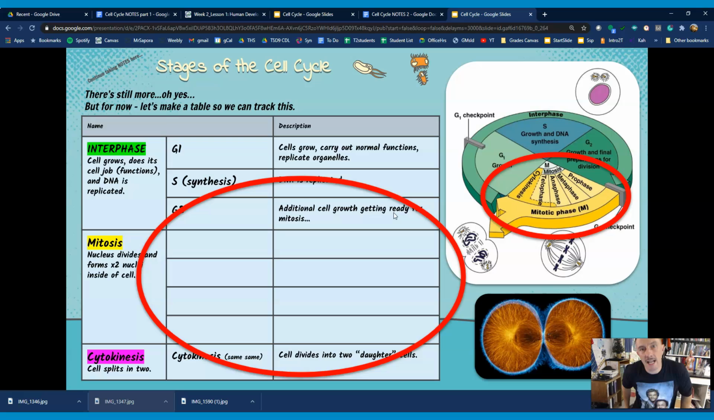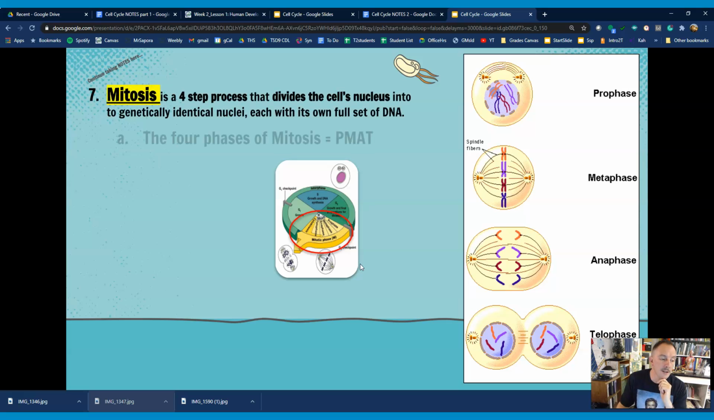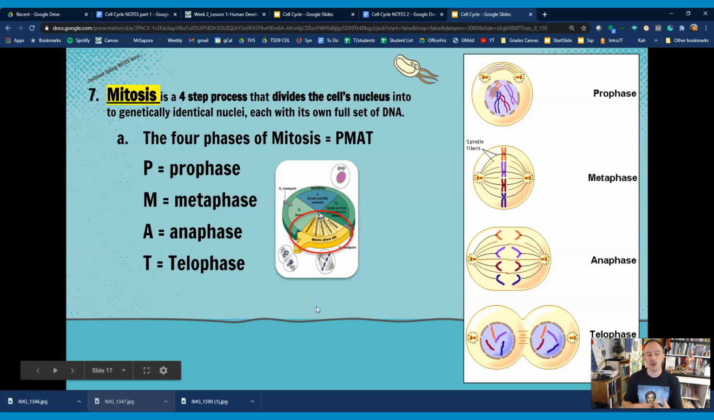I showed you this table last week. I'm going to have you fill it out this week for your homework assignment. And we're going to be talking mostly about mitosis, the 4 different stages of mitosis down there as well. The 4 phases of mitosis have an acronym, and it goes PMAT. P stands for prophase, M stands for metaphase, A stands for anaphase, and T stands for telophase. These are the 4 different stages. We're going to learn what they are, but an easy way to remember that is PMAT.